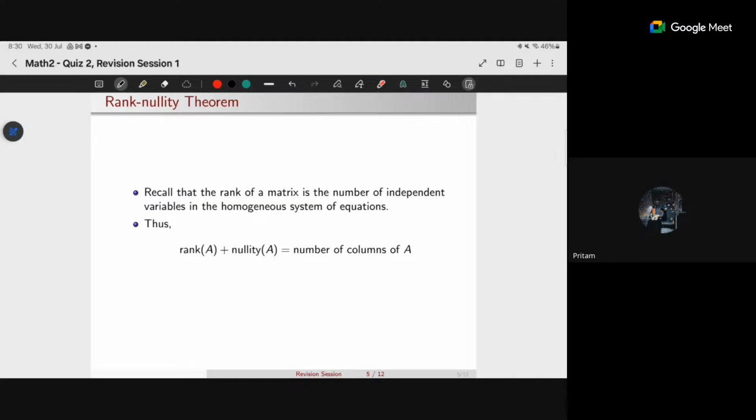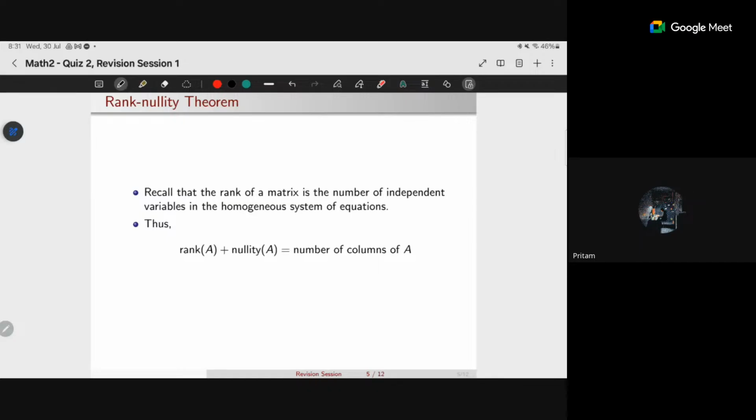Therefore, rank plus nullity of a matrix is, in other words, the number of independent variables plus the number of dependent variables, which is actually equal to the total number of variables. So how many variables are there in a given homogeneous system of equations? It is exactly equal to the number of columns. If I have a 2 cross 4 matrix, then I'll have to multiply it with a 4 cross 1 matrix for it to make sense, right? So the number of columns will be equal to the number of variables.